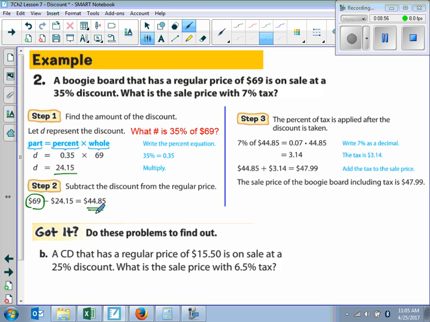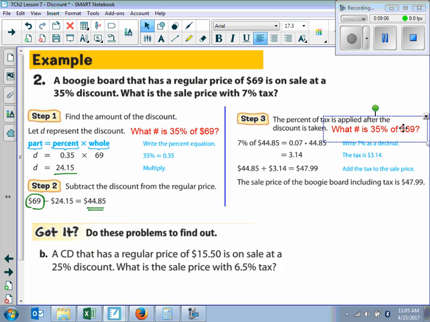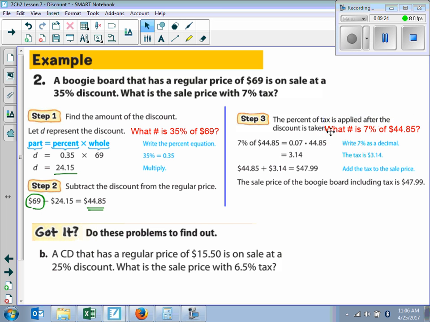Okay? So now we want to apply the tax. So the what number is question then, over here, will be what number is, and it's 7% tax, 7% of, now it's not the $69, it's the $44.85. $44.85. That is what we're putting tax on. Is everybody clear with that?